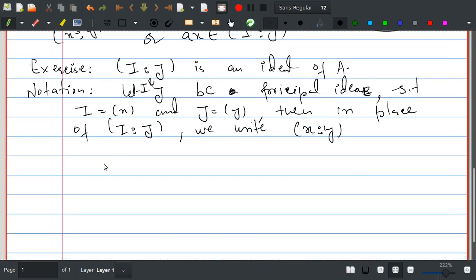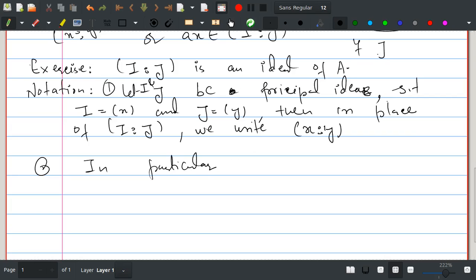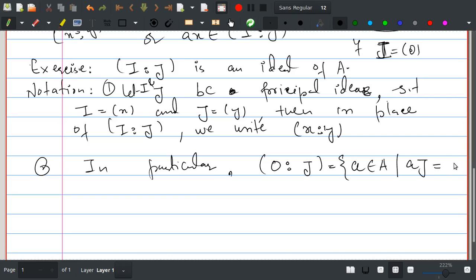Now this is the notation of first, this is second. So in particular, suppose this J is the principal ideal, the zero ideal here, which is generated by 0. Or let us suppose I is the principal ideal which is generated by 0. So in particular, 0 colon J is the set of all those elements A in the ring such that when we multiply the elements of J by A, we get 0 here.